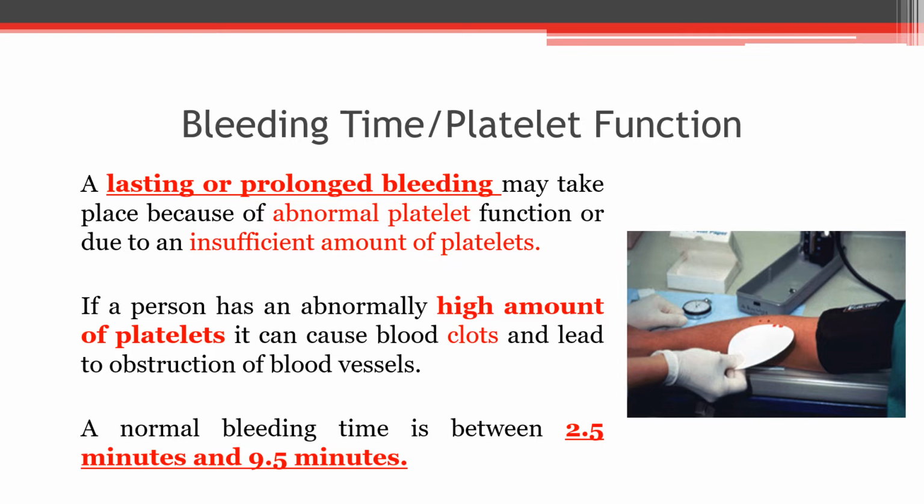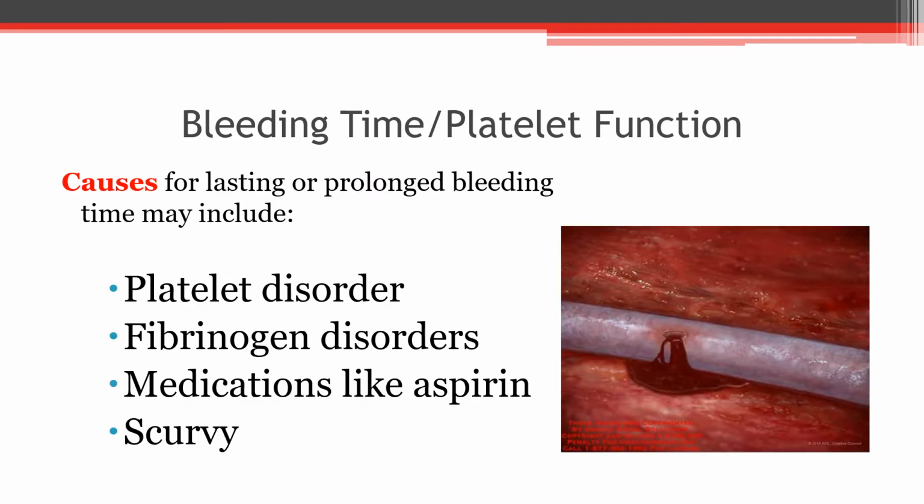If a person has an abnormally high amount of platelets, it can cause blood clots and lead to obstruction of blood vessels. A normal bleeding time is between 2.5 minutes and 9.5 minutes. Causes for lasting or prolonged bleeding time may include platelet disorder, fibrinogen disorders, medications like aspirin, and scurvy.